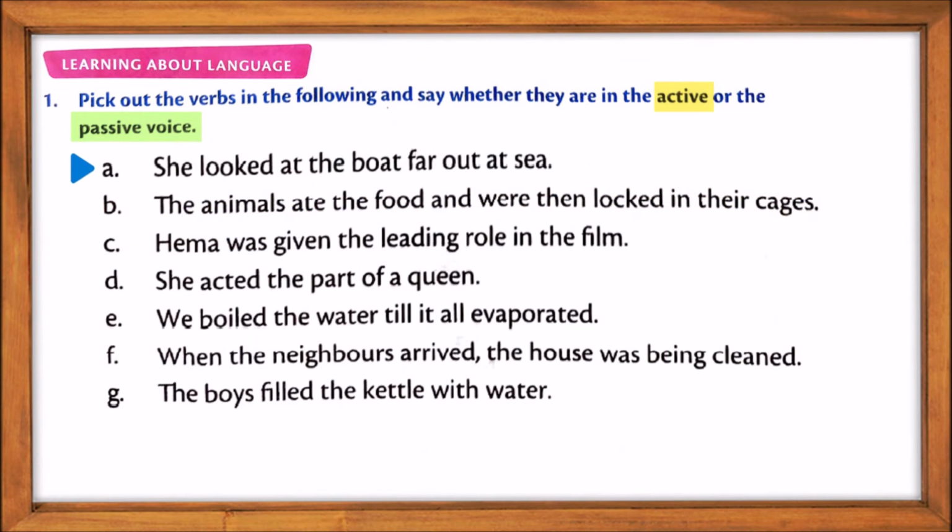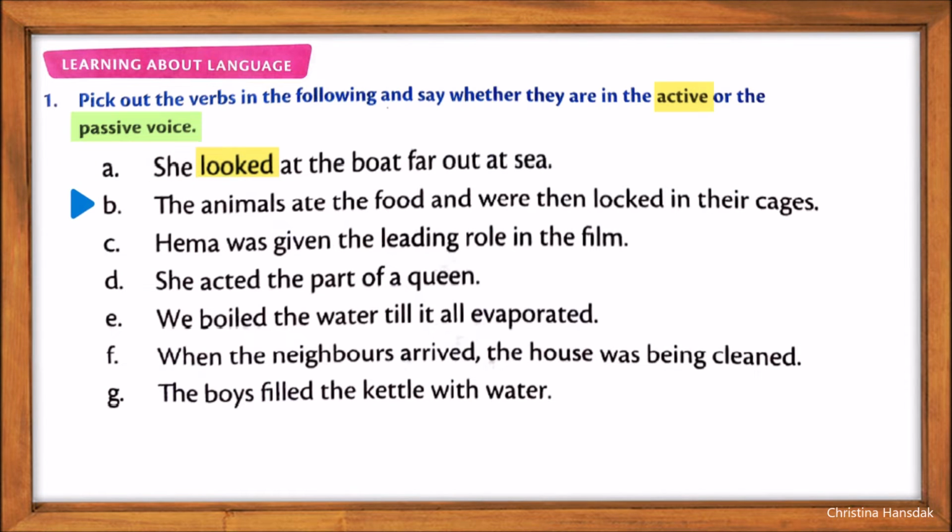Now, come to sentence number A. It is given, she looked at the boat far out at sea. In this sentence, looked is our verb and it is in our active voice. Why? Because the subject she is doing some action and the action is looked.